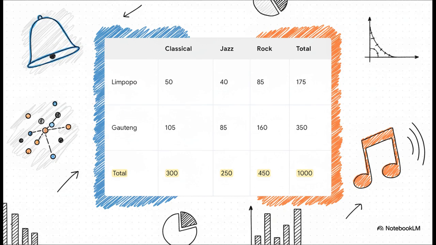This is a contingency table, and it's your best friend for probability questions. It just organizes all the data so neatly. So here, we've got a survey of 1,000 people, and we know their province and their favorite music. Everything we need is right in this little box.